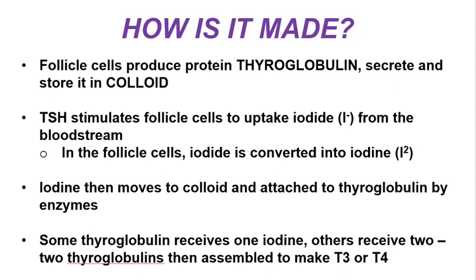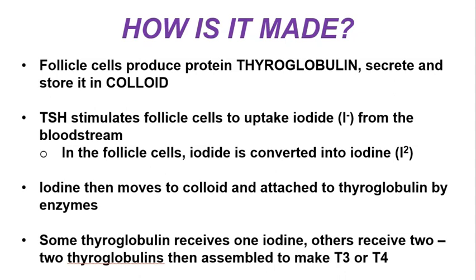TSH from the anterior pituitary will stimulate the follicle cells to uptake iodide, which is abbreviated I-, from the bloodstream. Iodide is obtained from dietary sources, such as iodized salt and seafoods. In the follicle cells, iodide is then converted into iodine, which is abbreviated I2. Iodine will then be secreted into the colloid and attached to the thyroglobulin by enzymes.